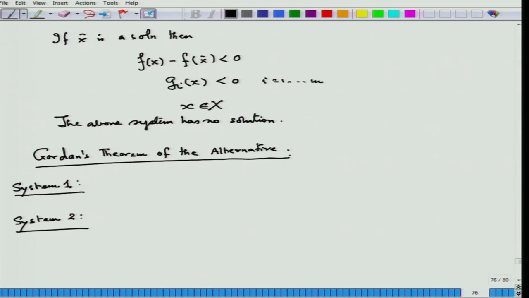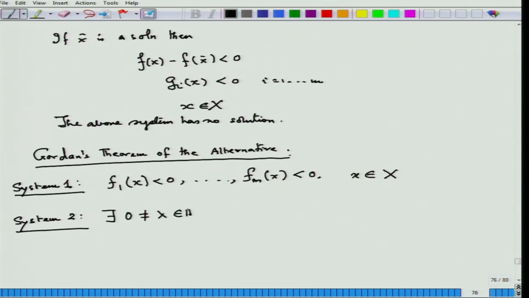System one says, for example, for Gordon's case, that I have m convex functions from Rn to R. So, this system means there exists an x for which all of these convex functions are strictly less than 0, and there exists a nonzero lambda, an element of Rm plus, such that lambda 1 f 1 x plus ... plus lambda m. So, this theorem is a consequence of separation principles.